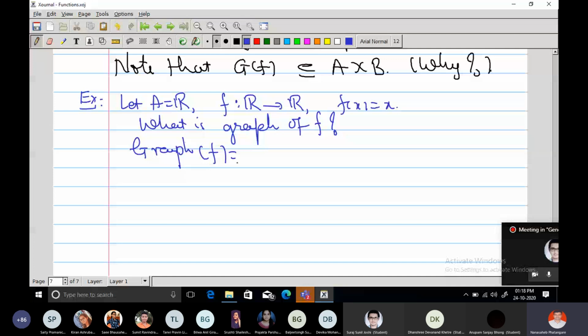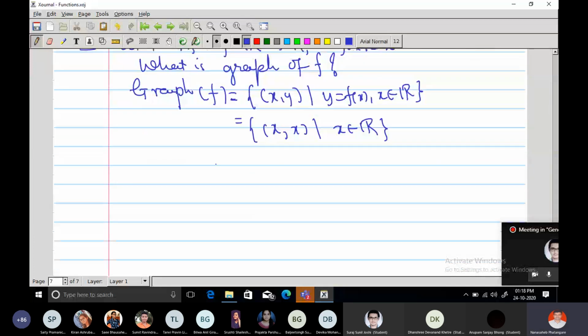Because you have already done such things, but in a more general sense, what is the graph of a function? (x, y) such that y is equal to f(x) for x in R. And therefore, what is it? (x, f(x)), but what is f(x)? What is y? y is x, for x in R. And therefore, all those points whose both components are equal. And therefore, it is clearly a subset of R cross R, which is the R2 plane. It is a subset of the plane.